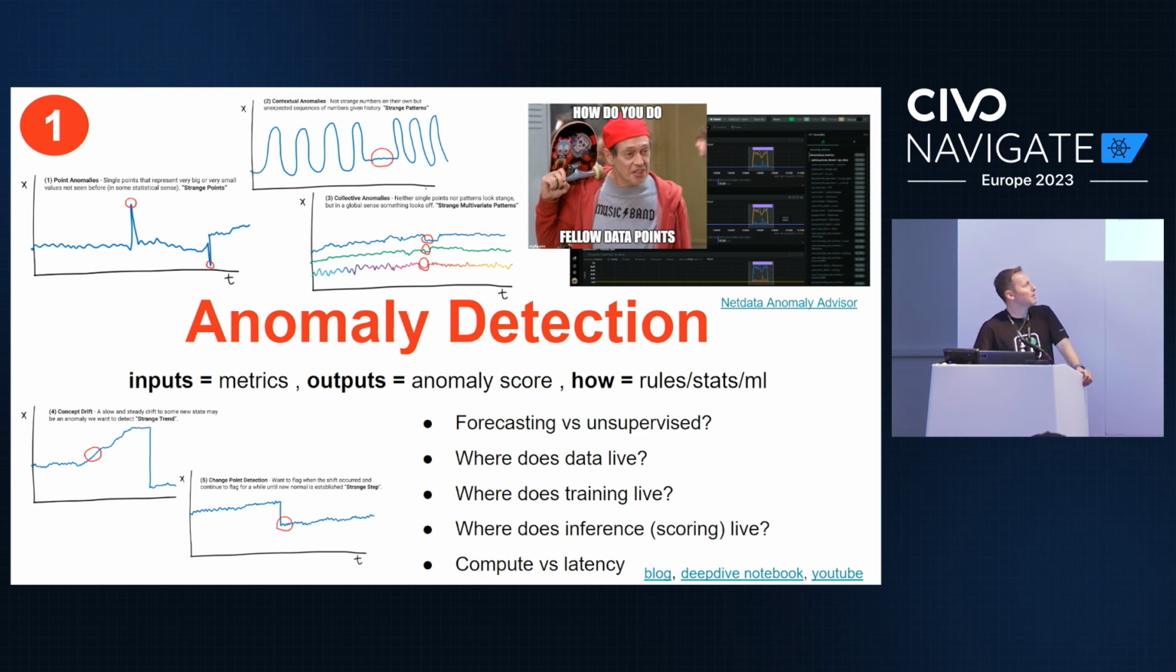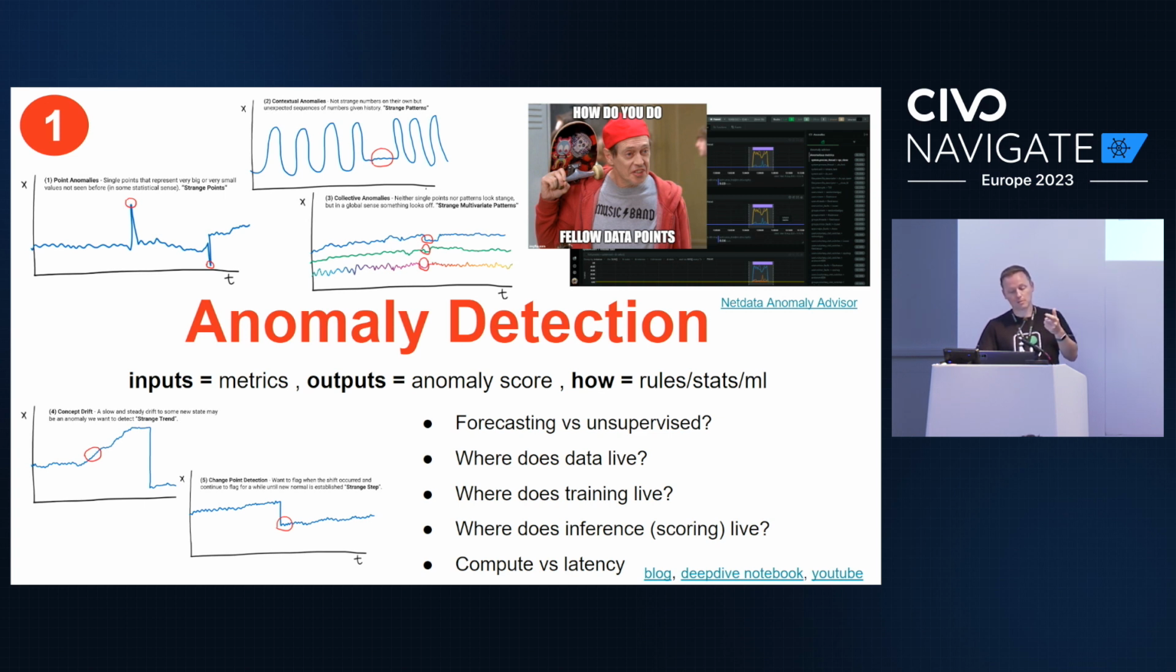And one of the main things to think about, the number one decision point, is forecasting versus unsupervised. Typically what a lot of people do is try to predict the next value of the metric, then see what the next value actually was, look at the difference and the error, and that error then becomes an anomaly score. You can do some post processing as well. But another approach is to use an unsupervised approach, where you just look at the data and you have a measure of how strange it is.